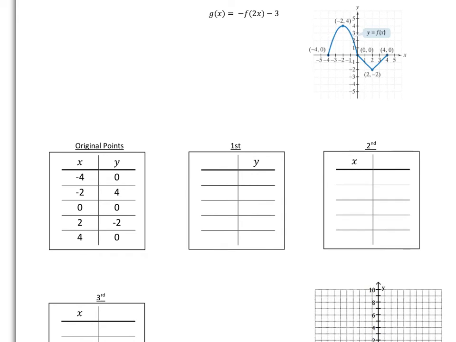Anytime you're performing a series or a sequence of transformations of functions, you want to make sure that you start with the original points in the graph. So that's what we have in the table here. So looking at our graph, we had (-4, 0), (-2, 4), (0, 0), (2, -2), and (4, 0).